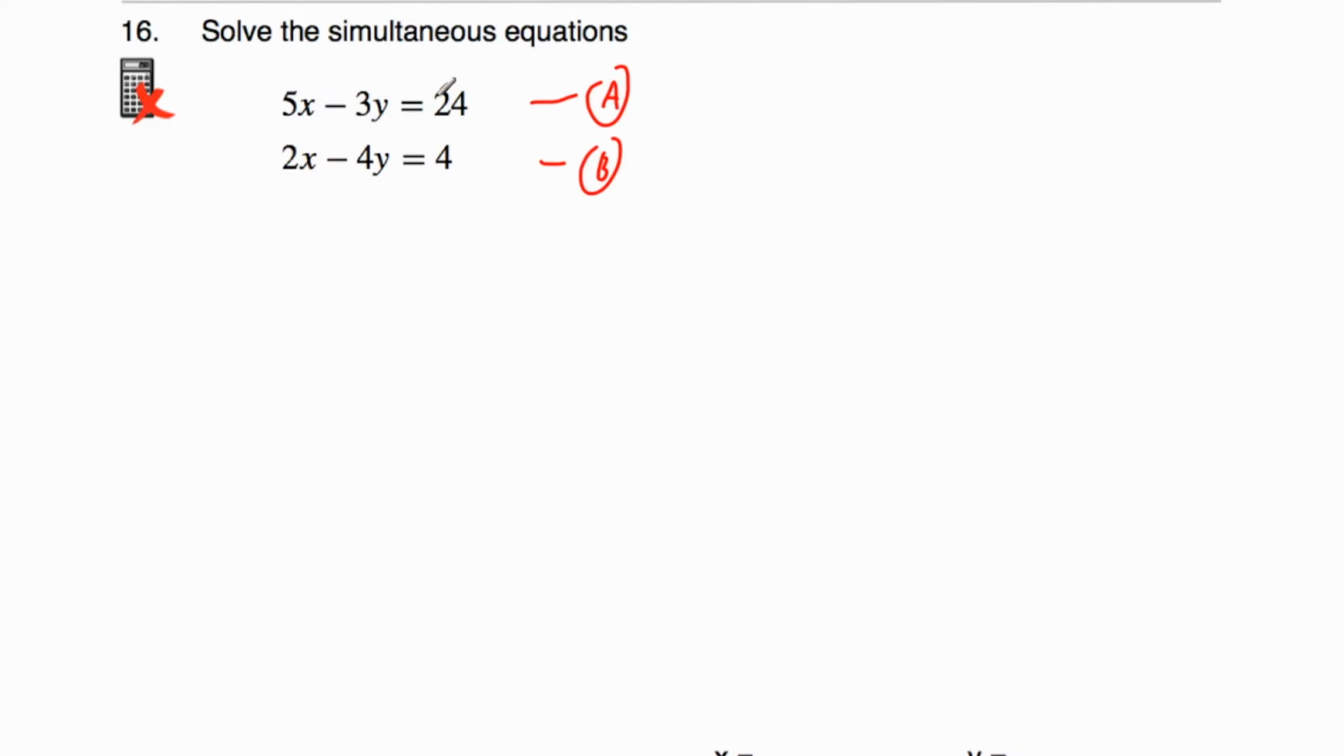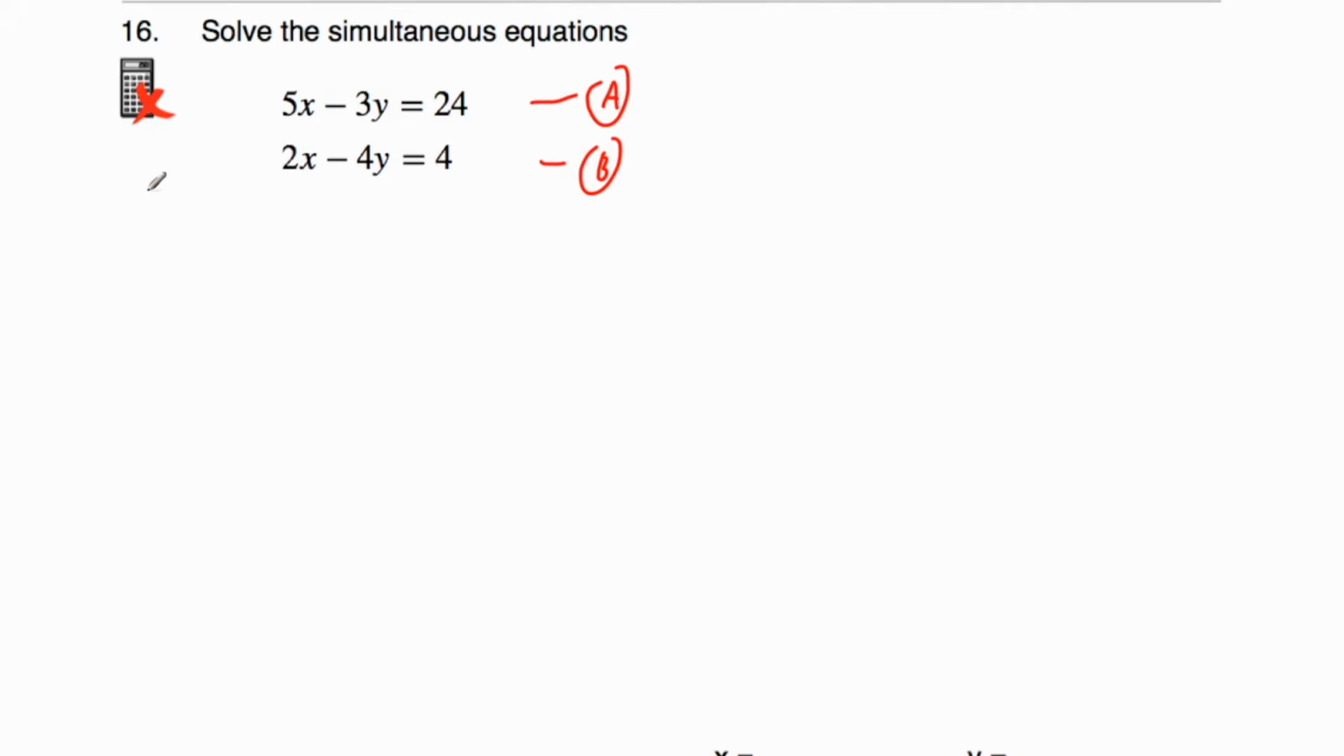Because if I multiply this equation by 4, I will get minus 12y. And if I multiply this equation by 3, I'll get minus 12y. And then I can take them away, because minus 12y take away minus 12y will give us 0. Because minus 12y minus minus 12y would be minus 12y plus 12y, and that's equal to 0.